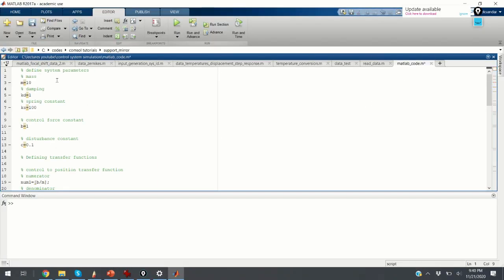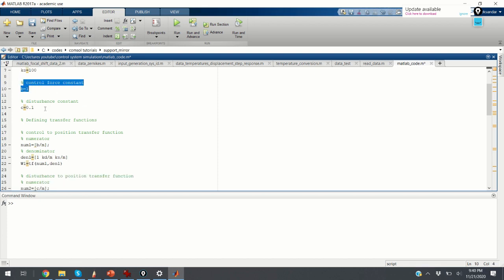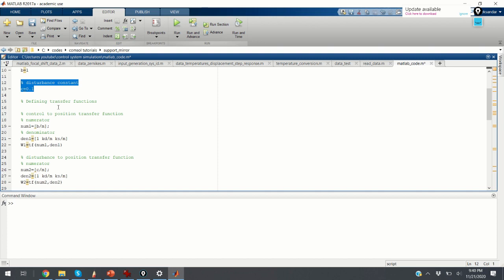Let us now see how to simulate this system in MATLAB. Well, first I'm going to define three parameters that define the system dynamics. These parameters are the mass, damping, and the spring constant. I choose these values. In your simulations, you can arbitrarily change these values. Then I assume the control force constant to be equal to 1, and I'm assuming the disturbance constant to be equal to 0.1. Next, I define transfer functions.